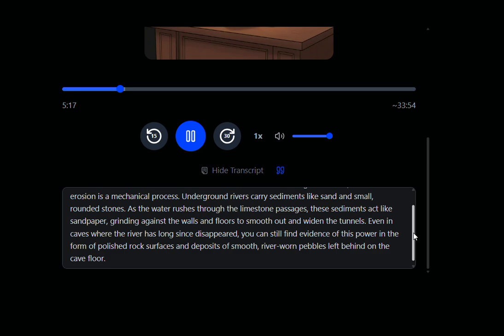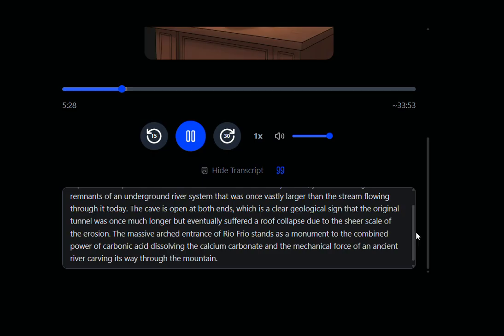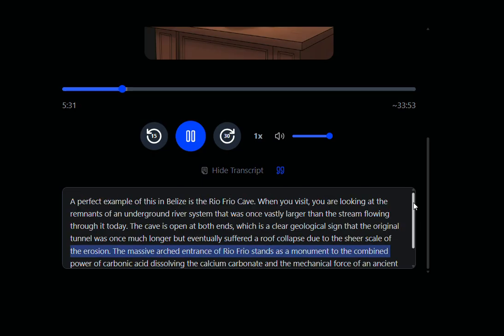Even in caves where the river has long since disappeared, you can still find evidence of this power in the form of polished rock surfaces and deposits of smooth, river-worn pebbles left behind on the cave floor. A perfect example of this in Belize is the Rio Frio Cave.